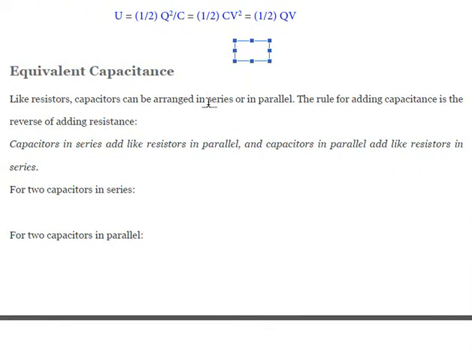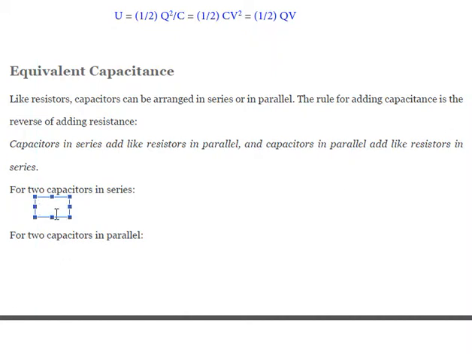So just like when we studied resistors, we can arrange capacitors in series or parallel as well. It's just that the math associated with doing that is actually backwards. So the rule when we add capacitors in series is that they act like resistors in parallel. And then for capacitors in parallel, those add like resistors in series. So what does that mean?